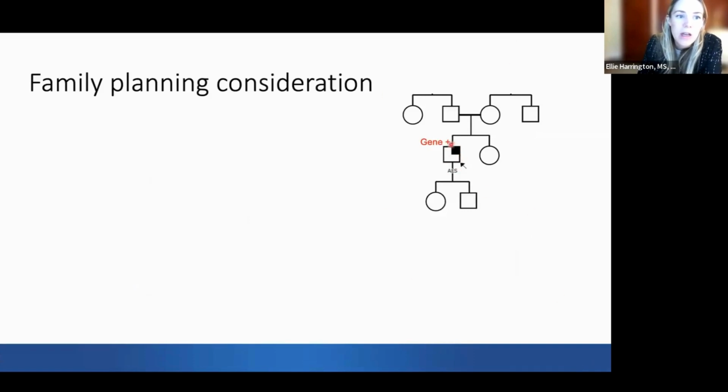Okay. So, a family planning consideration. Here's again a pedigree of family history. An individual with ALS is known to have a positive gene mutation. Their daughter in this case gets tested, also is asymptomatic but known to have the mutation. There's now genetic technology to ensure that a future pregnancy doesn't have that same gene mutation, that this individual doesn't pass it down to the next generation.